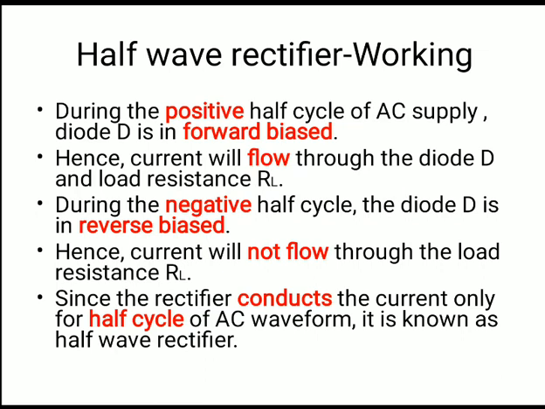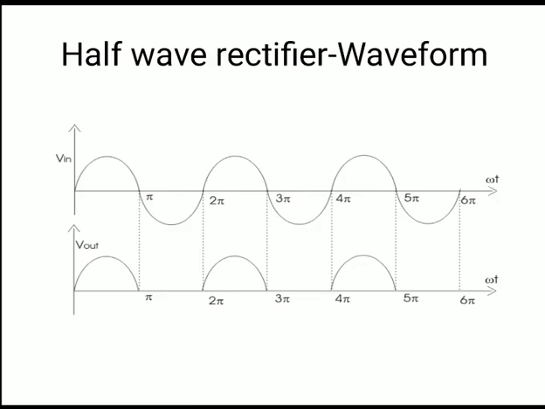So what is the half wave rectifier doing? Basically, it removes the negative half cycle and we only get the positive half cycle. You can see in the waveform that it completely removes the negative half cycle. We are not getting the negative side, only the positive side. This type of signal is known as pulsating DC.